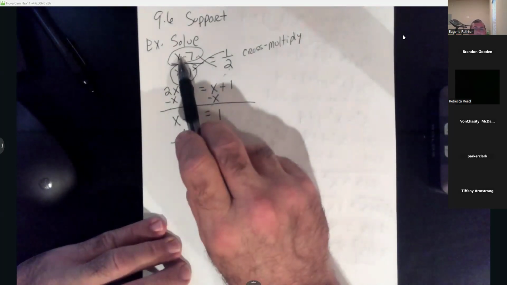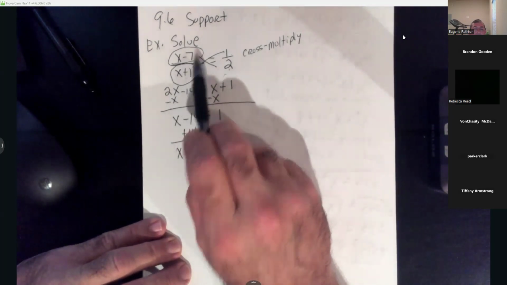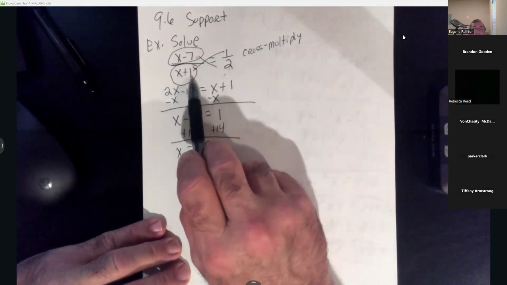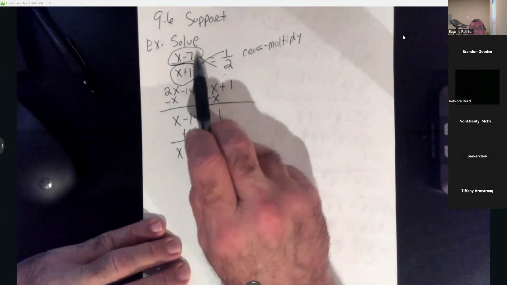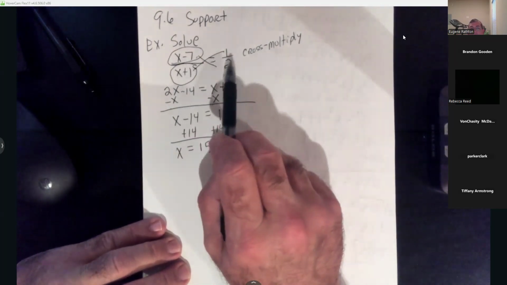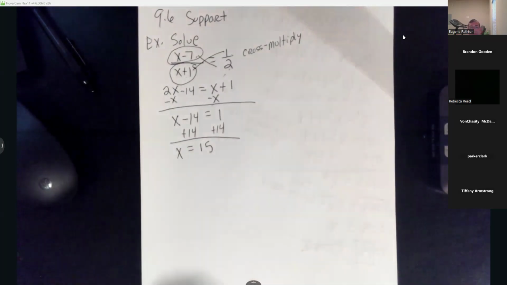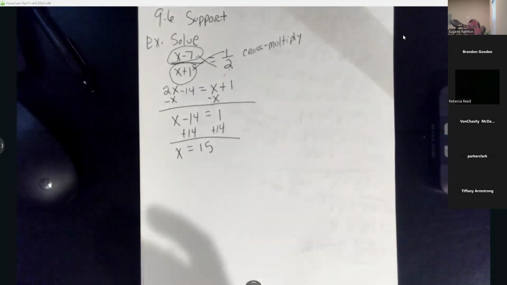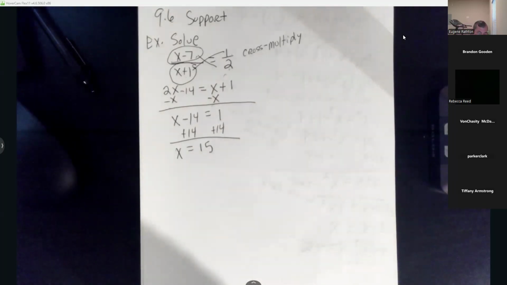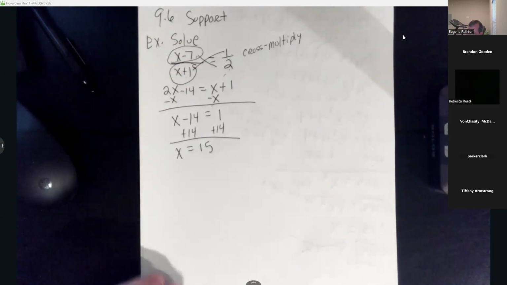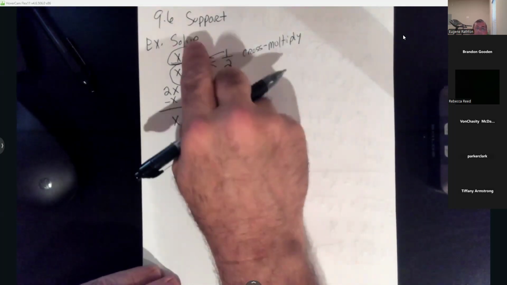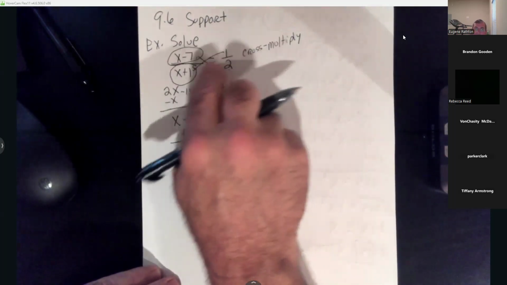Well, check that out. 15 minus 7 is 8. 15 plus 1 is 16. 8 over 16 will reduce to 1/2. So these answers will all work on equations if you plug your numbers back into them, okay? So I won't do all of them, but you're going to have 3 where you're going to do cross multiplying, okay?